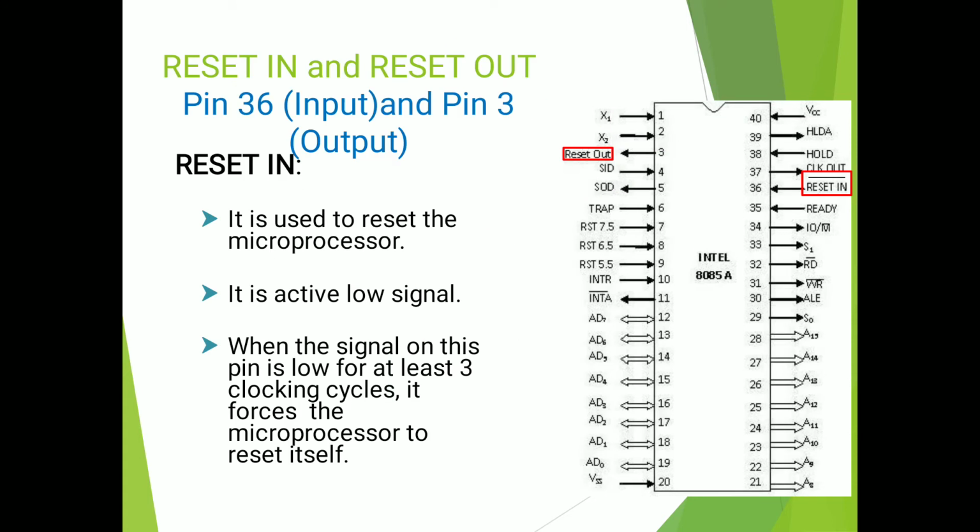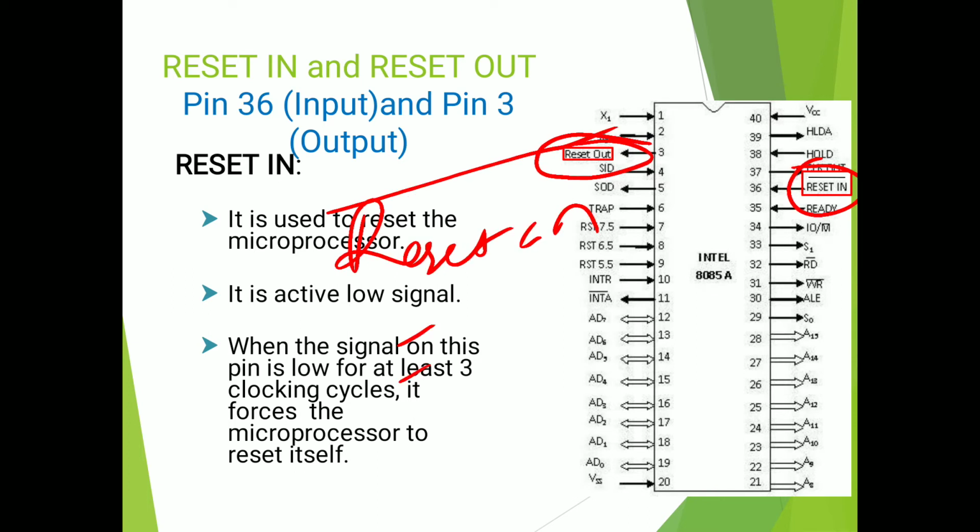Now reset in and reset out, that is pin number 36 and pin number 3. Reset in is used to reset the microprocessor. It is an active low signal. When the signal on this pin is low for at least 3 clock cycles, it forces the microprocessor to reset itself. Reset is an active low signal, meaning reset in bar. Bar means it is an active low signal.